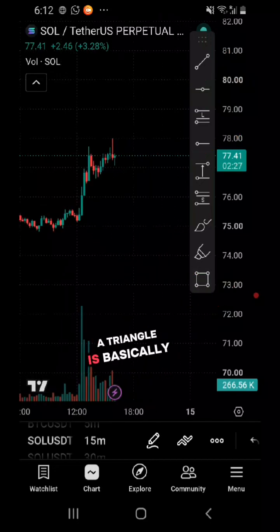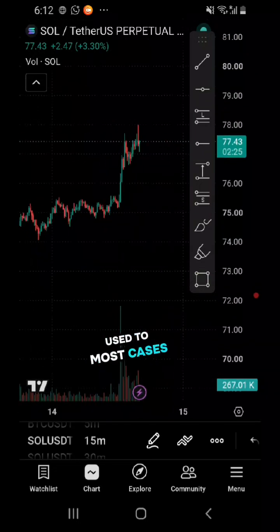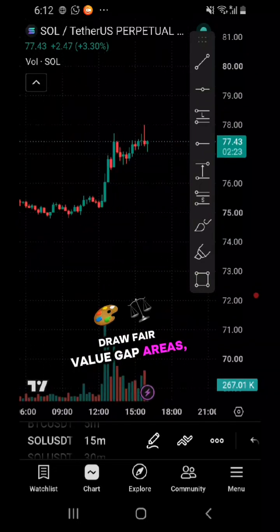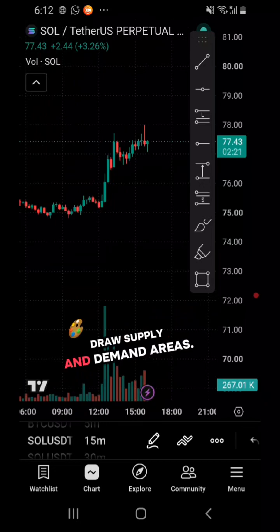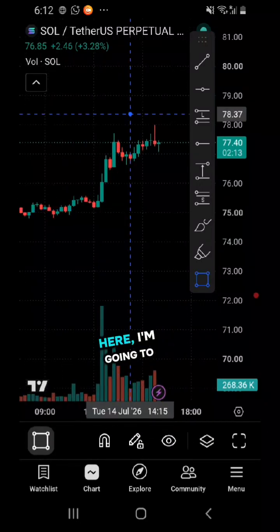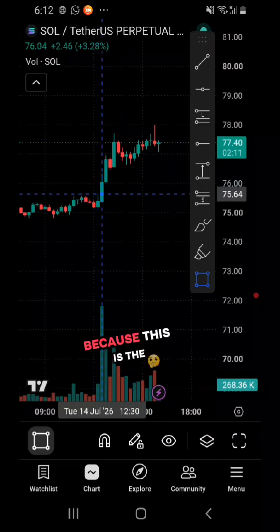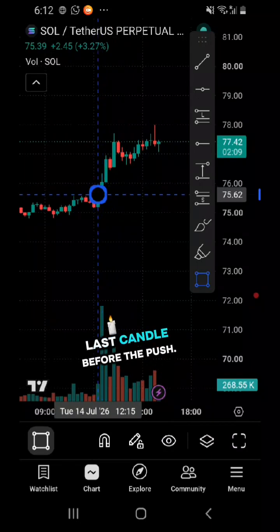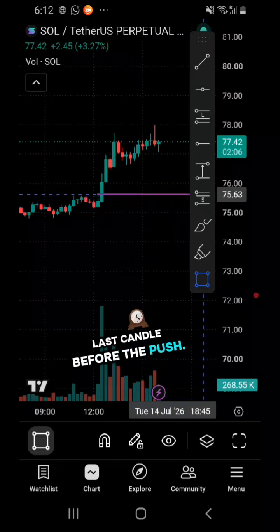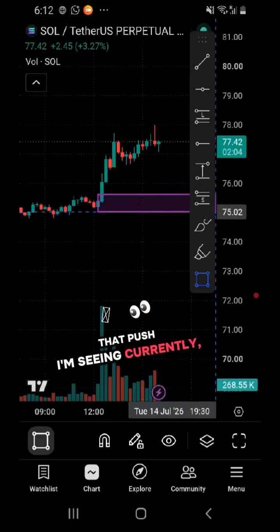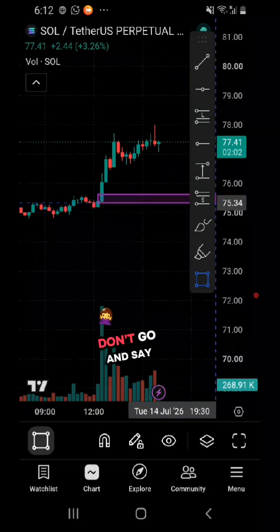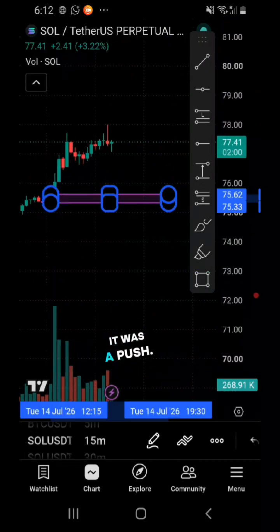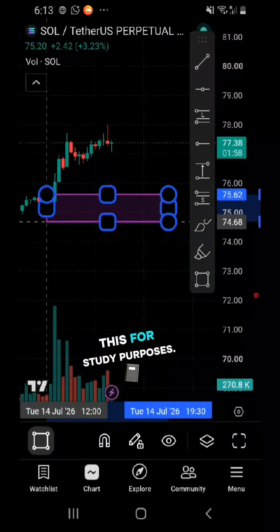The triangle is basically used, in most cases, to draw fair value gap areas, supply and demand areas. It is actually used to draw zones where we expect the market to revisit. So in my case here, I'm going to draw my triangle here because this is the last candle before the push, that push I'm seeing currently. This is for study purposes. Don't go and say it was a push. No, I'm just using this for study purposes.